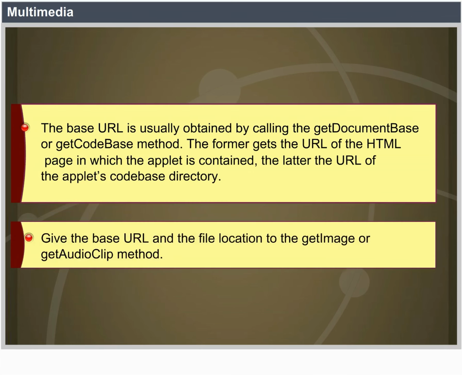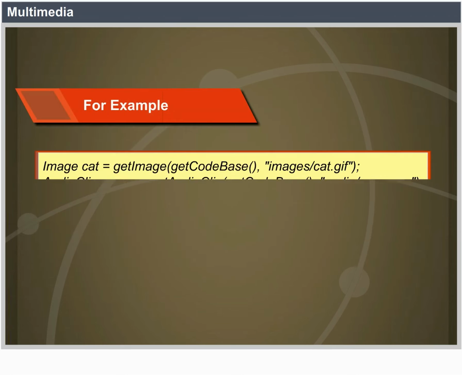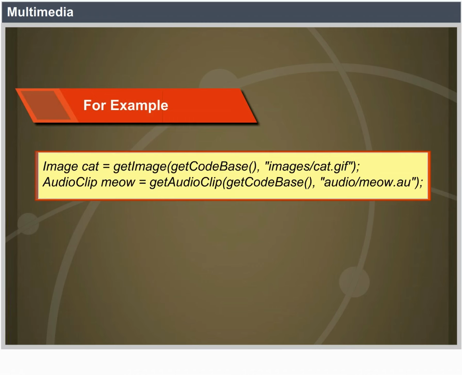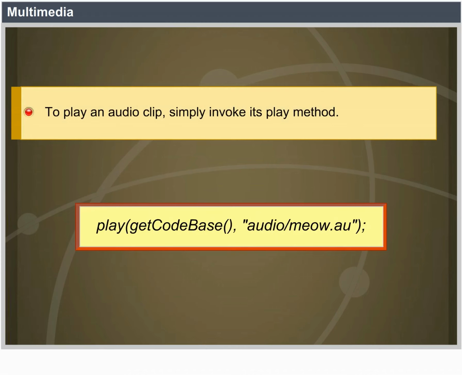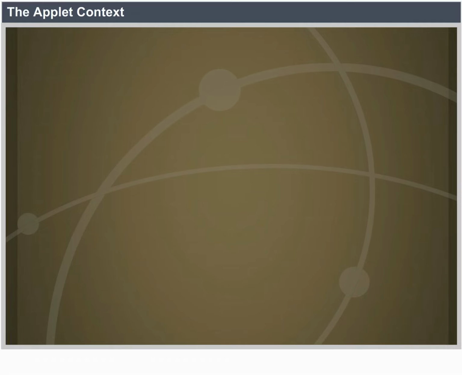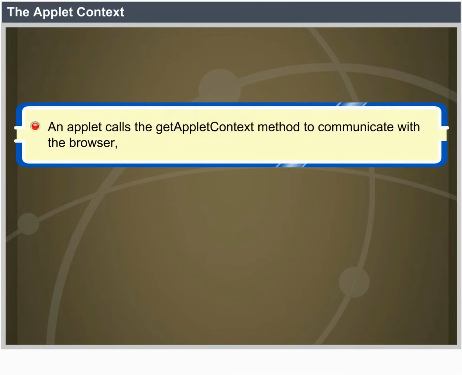Give the base URL and the file location to the getImage or getAudioClip method. For example, image cat equal to getImage of getCodeBase, images/cat.gif. Audio clip meow equal to getAudioClip of getCodeBase, audio/meow.au. To play an audio clip, simply invoke its play method. Play of getCodeBase, audio/meow.au. The applet context. An applet calls the getAppletContext method to communicate with the browser.